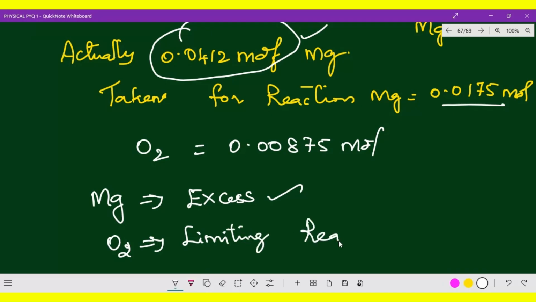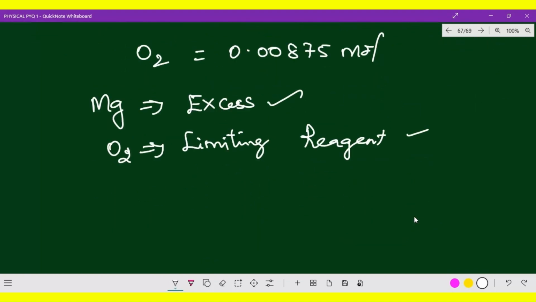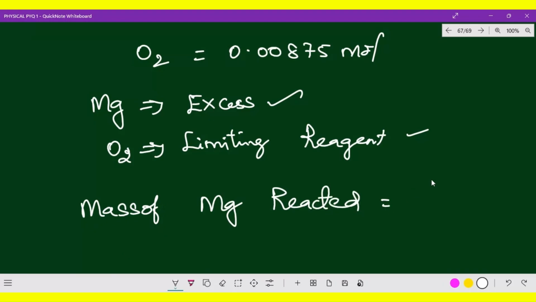So the limiting reagent we found. Now how much is excess, that means how much gram is left, they are asking. So the mass of magnesium reacted. For a given mass, what is the formula? Generally we use moles into molecular mass or moles into atomic mass.